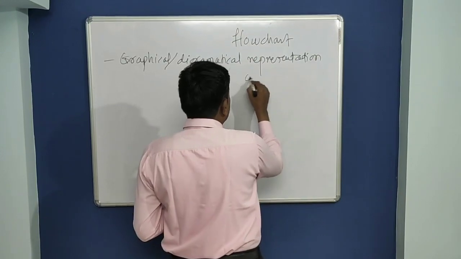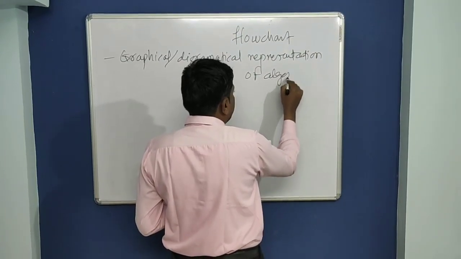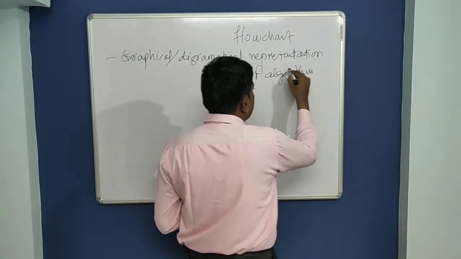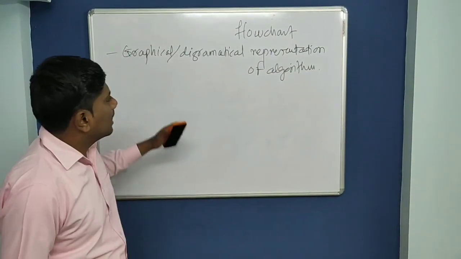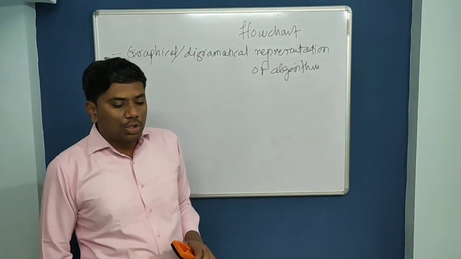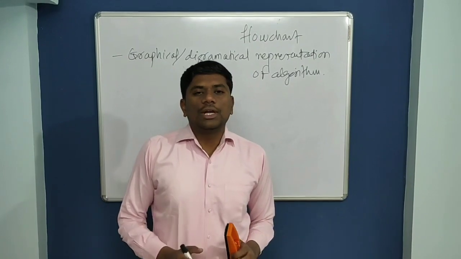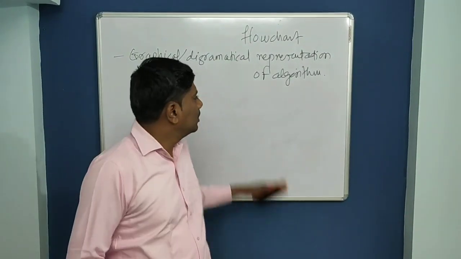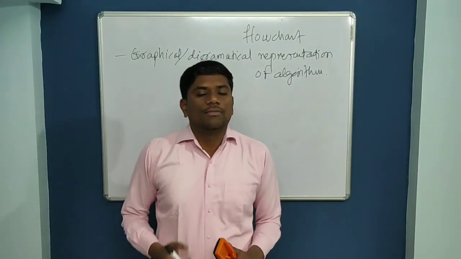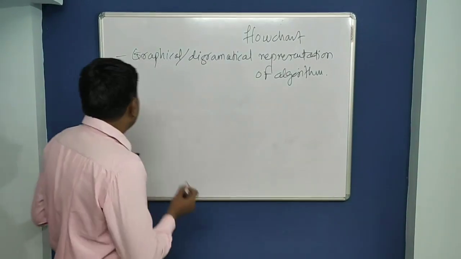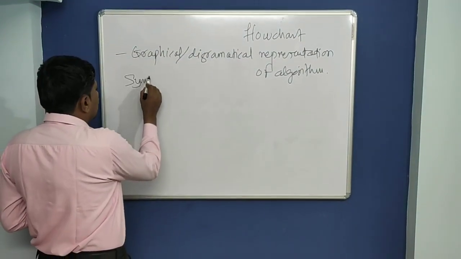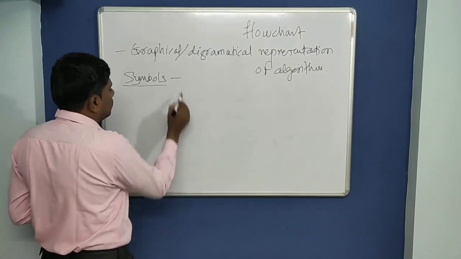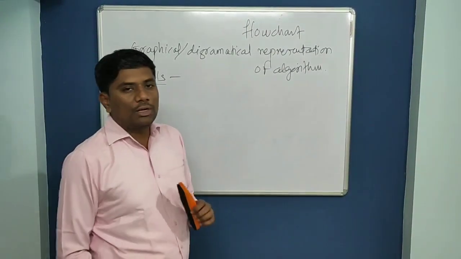Diagrammatical representation of algorithm. Okay, diagrammatical representation of algorithm. So there are some symbols which are involved in flowchart. First we'll see those symbols and then we'll see one example of flowchart. Which are the symbols used in flowchart concept?